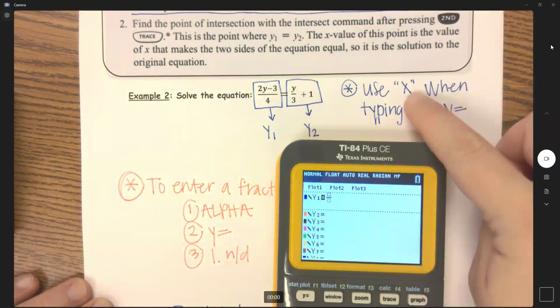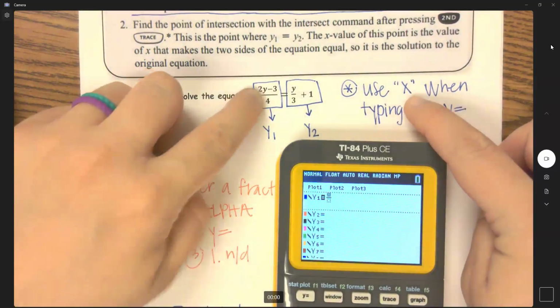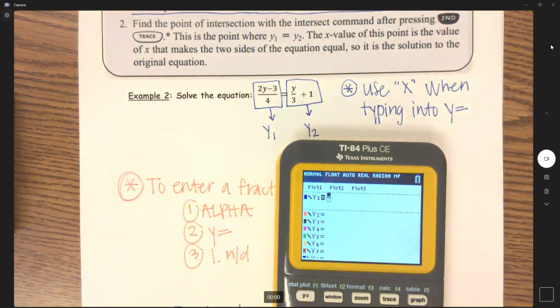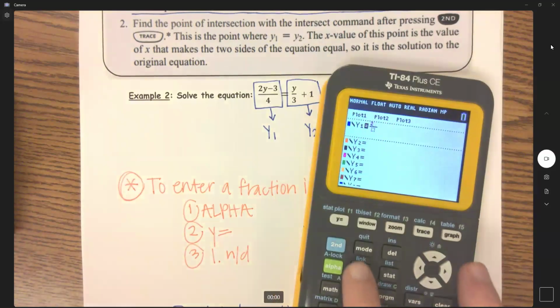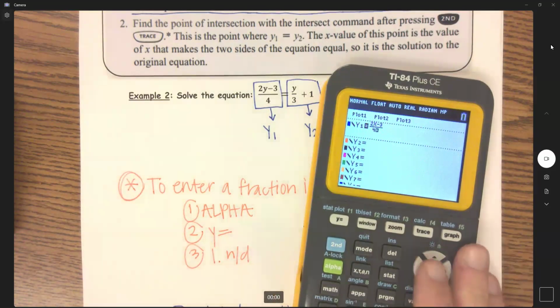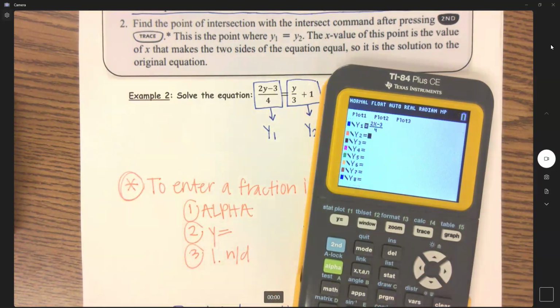Okay, and I'm going to type in x, even though it's y, that's just a variable. We can change the variable to be anything we want. So I'm going to type in x. So we have 2x minus 3 all over 4. And I'm going to arrow down. I'm going to use that n over d again here. So alpha y equals n over d. Now we have x over 3 and then arrow over plus 1. Okay, so I have typed this into my calculator.